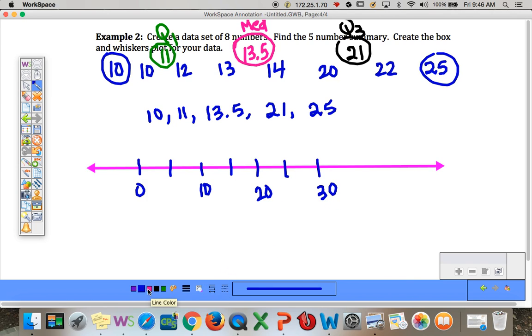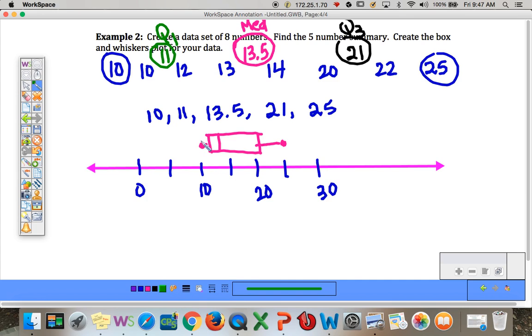All right, to make a box and whiskers plot, we start with the min and the max, and we're going to put dots. So I'm going to put a dot at 10 and a dot at 25. And then for Q1, Q2, and Q3, or Q1, median, and Q3, we draw lines. So at 11, I'm going to draw a line. At 13.5, I'm going to draw a line. And at 21, I'm going to draw a line. And you can see that this box and whiskers plot looks like this.